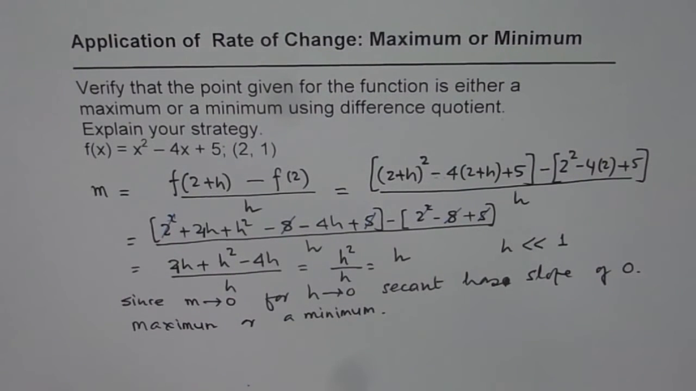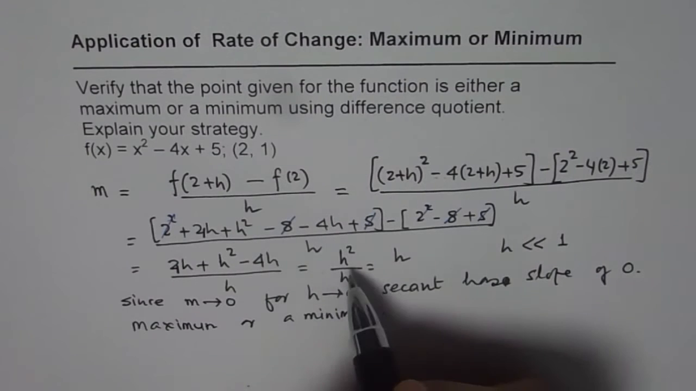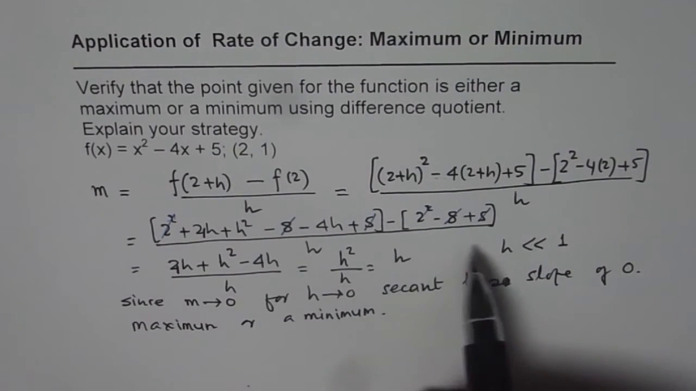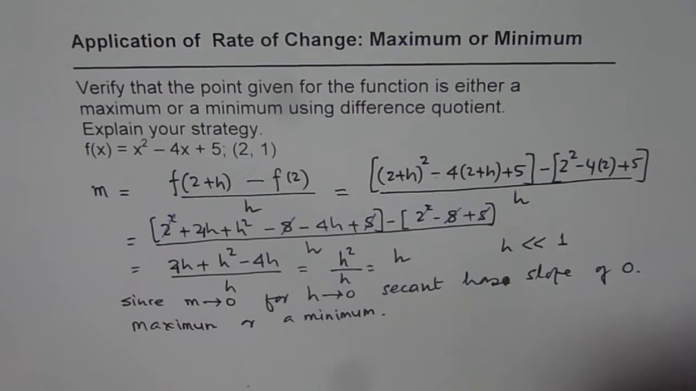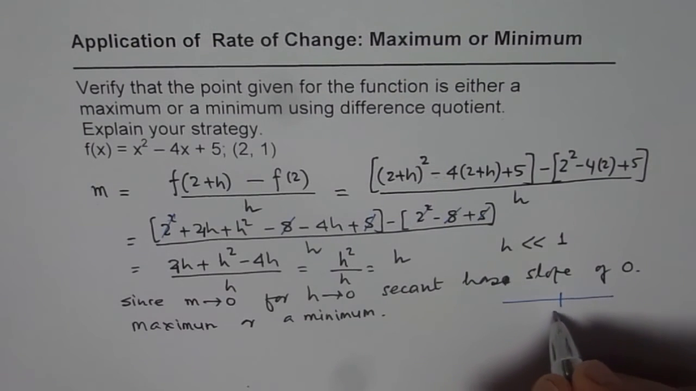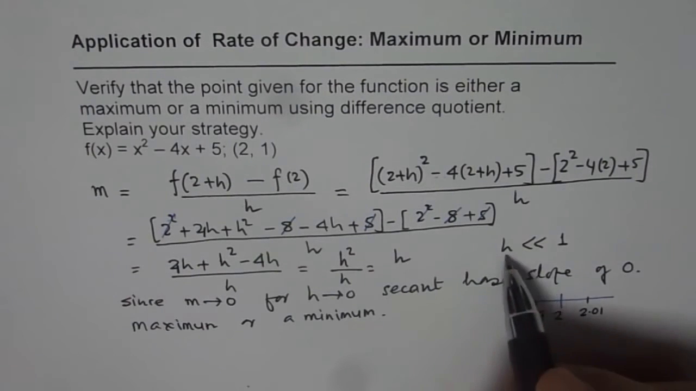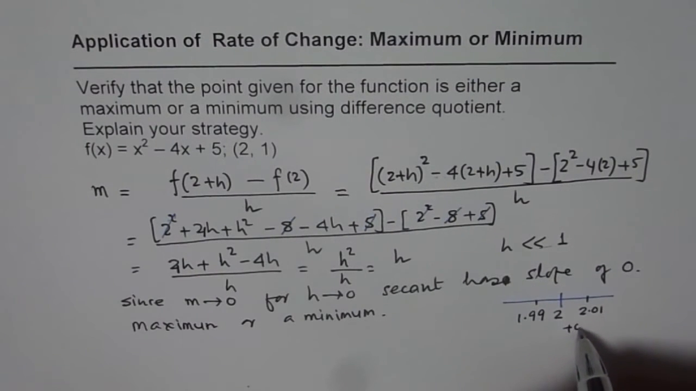Well, there's another way of doing it, and that is we can consider a point which is on the left and on the right of 2. That is to say, what we're considering here is, let's say that is the point x equals 2, and h is 0.01 on the right side, right? Or it could be 0.01 on the left side. That means 1.99, right? So h could be either plus 0.01, or we can take this as minus 0.01.